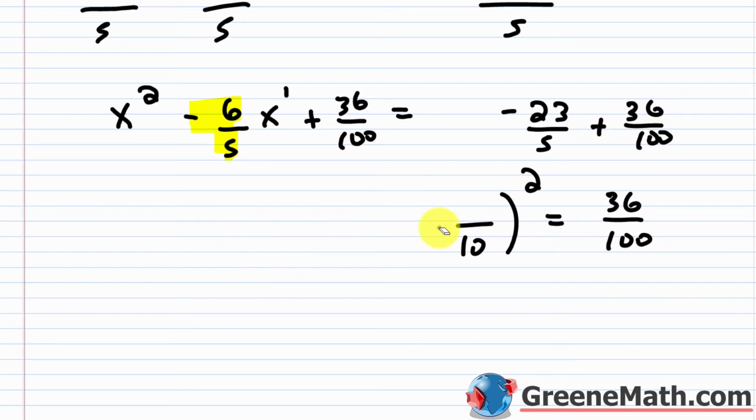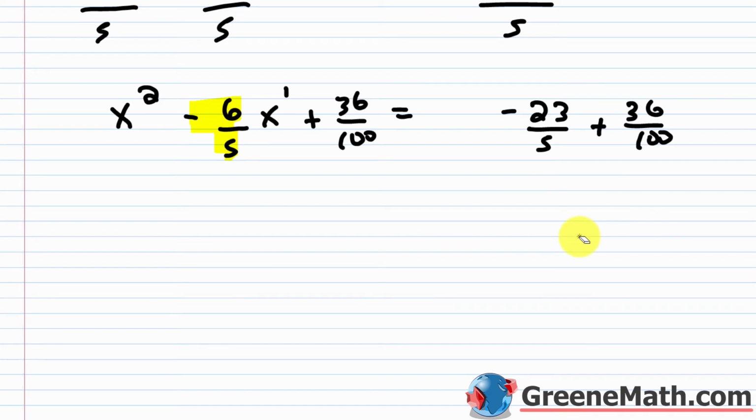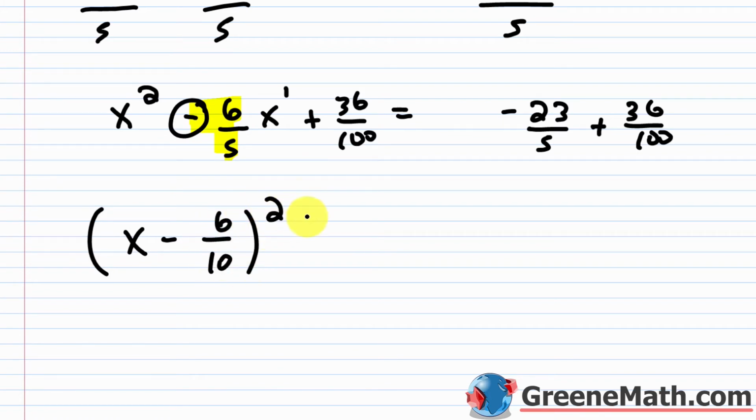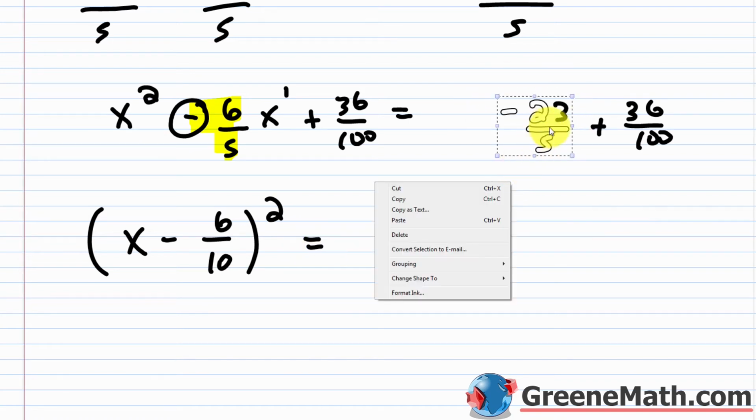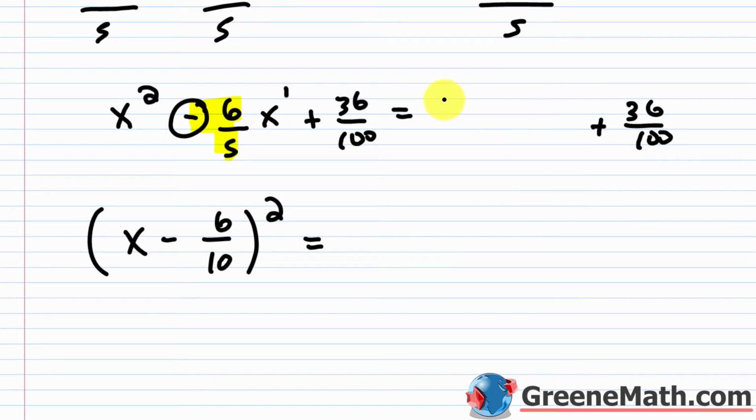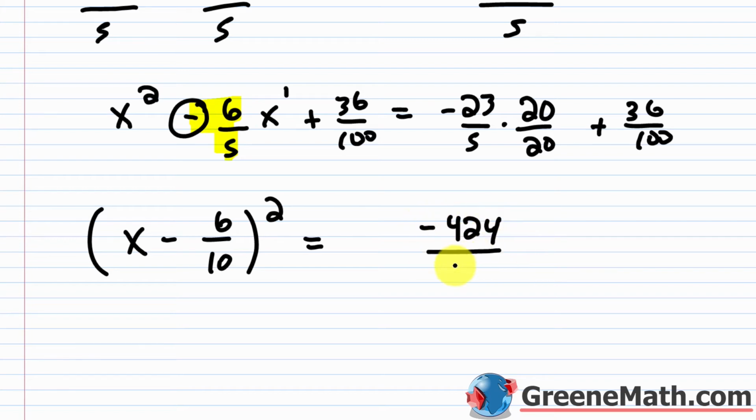Okay? So from this point, it's pretty easy. On the left side, I'm going to factor this. Don't forget that you have a minus there. So this is x minus 6/10 here, and then this is squared. And this equals, on this side, I need a common denominator. So let me kind of slide this down. So negative 23 fifths times, to get a denominator of 100, I need to multiply by 20 over 20, okay? So negative 23 times 20 is negative 460. If I added 36 to that, I would get negative 424. So equals negative 424 over 100.